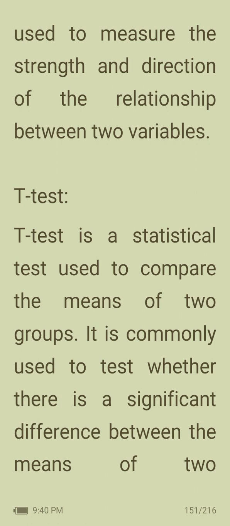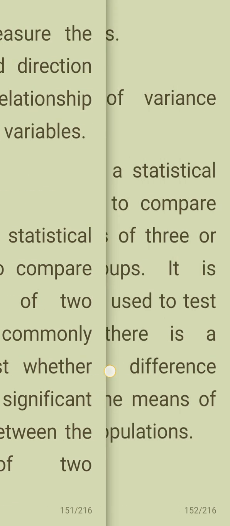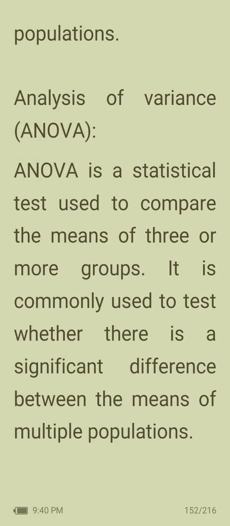Then t-test. T-test is a statistical test used to compare the means of two groups. It is commonly used to test whether there is a significant difference between the means of two populations. Then analysis of variance, or ANOVA. ANOVA is a statistical test used to compare the means of three or more groups. It is commonly used to test whether there is a significant difference between the means of multiple populations.